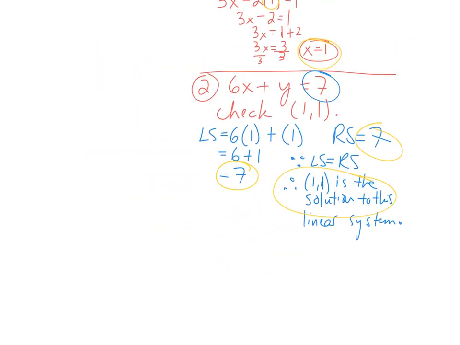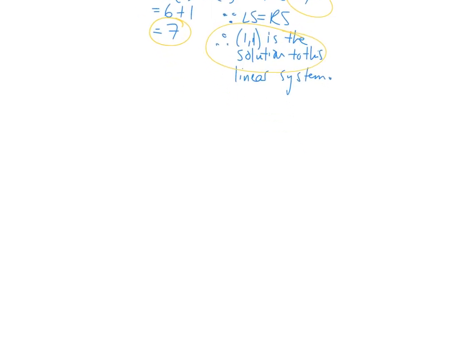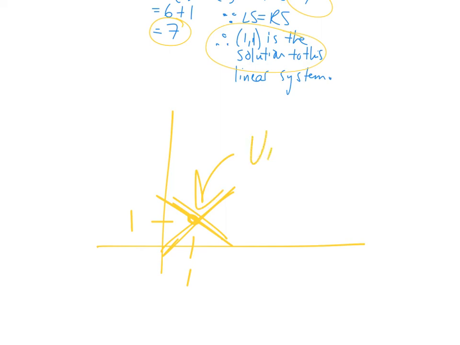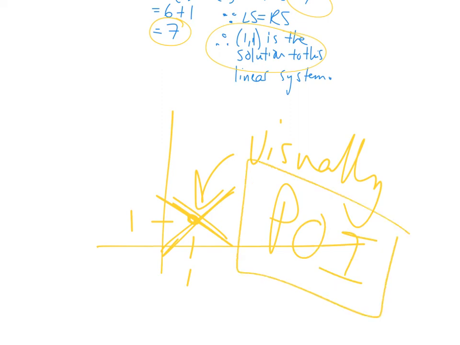And what does that look like visually? Well, on the grid at 1, 1, this is where both lines cross. That's what it means visually. It's the point of intersection.